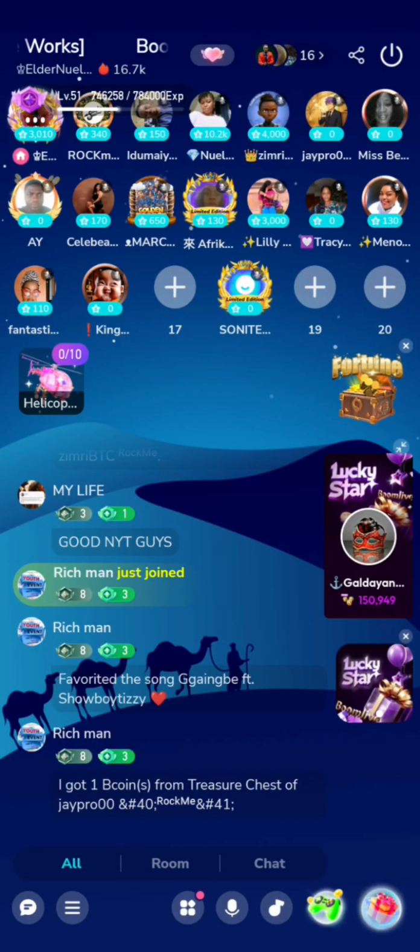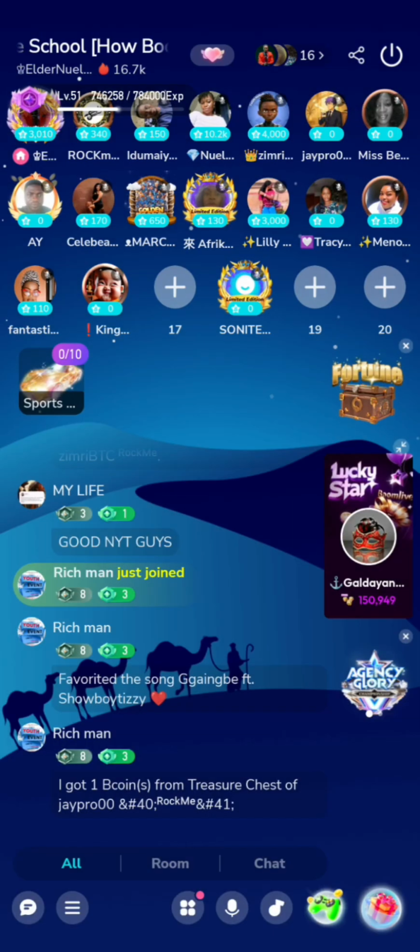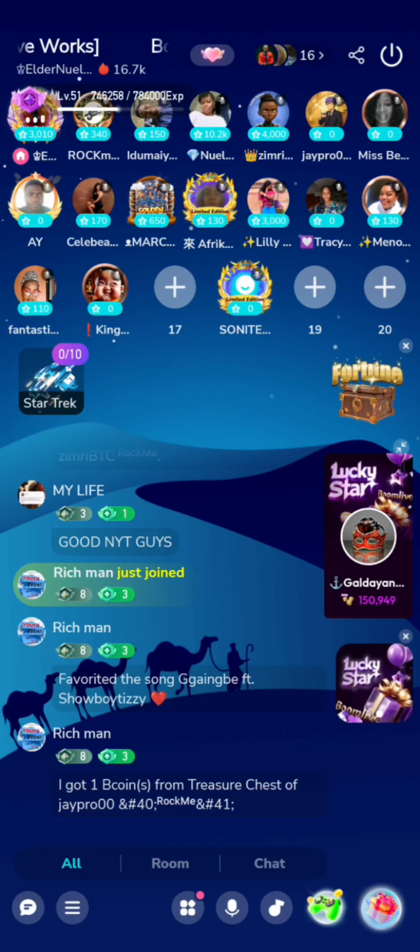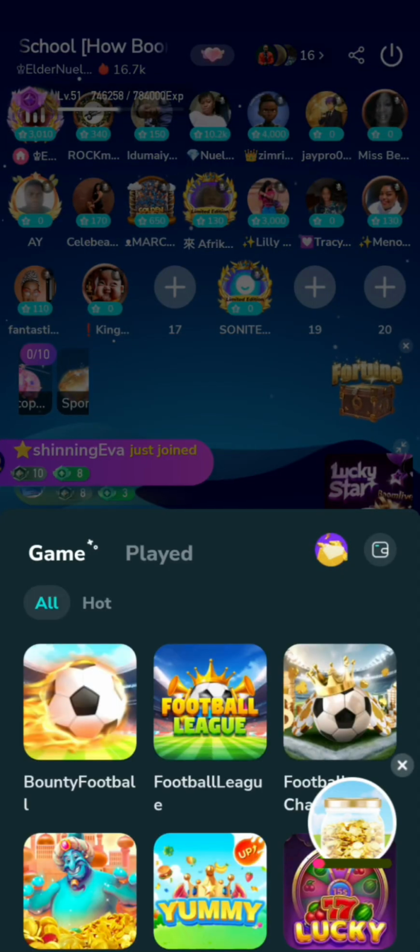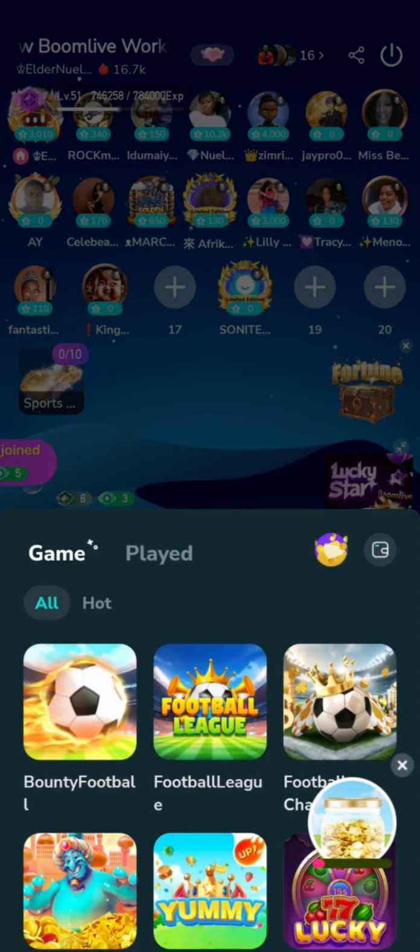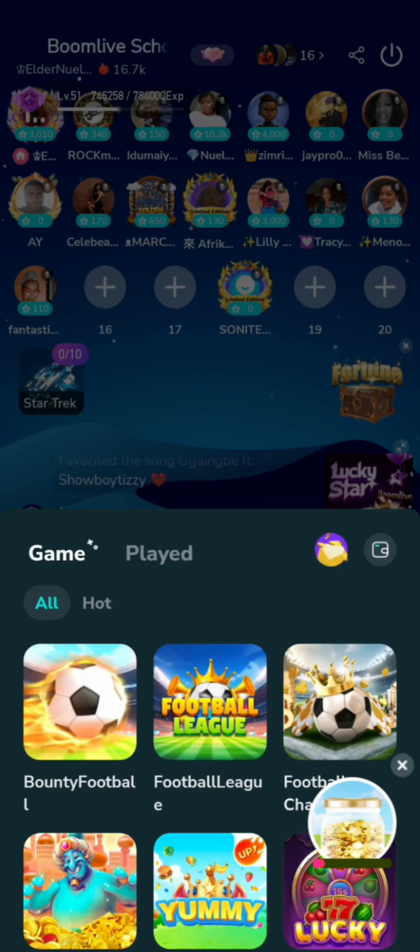This is to teach you guys how to play bounty football. Now what you're going to do is tap on the green gamepad. Make sure that before you play the games, you must have received an agency game invitation link or a game invitation code. You need to use a code or a link to join the games before you can start playing the games.